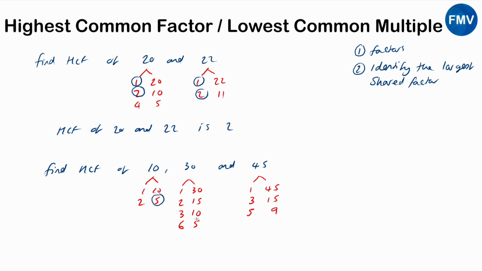So 5 seems at the moment to be the highest. There's nothing higher than 5 in these. 3 is not in this, and 2 is in these two, but not in this one. So 5 is the highest common factor of 10, 30, and 45.